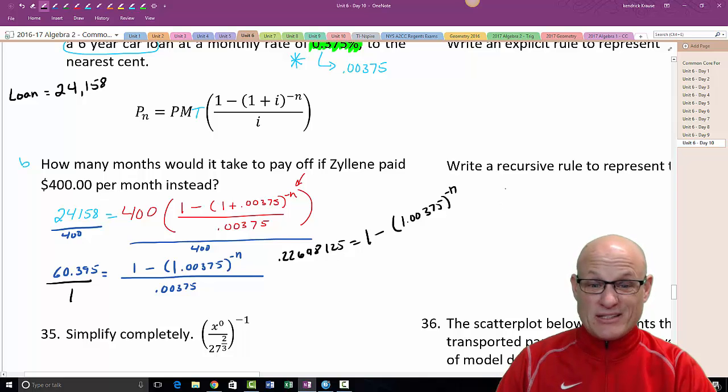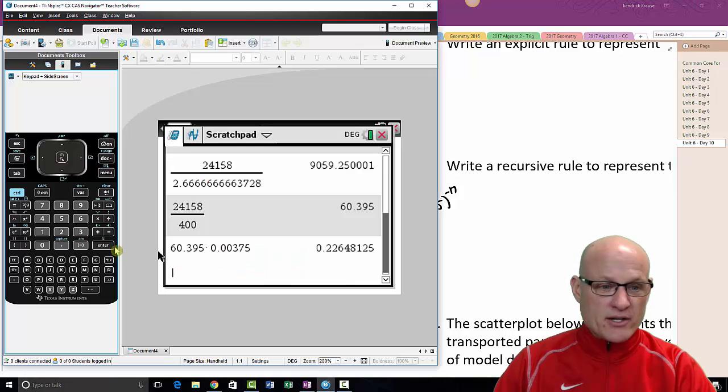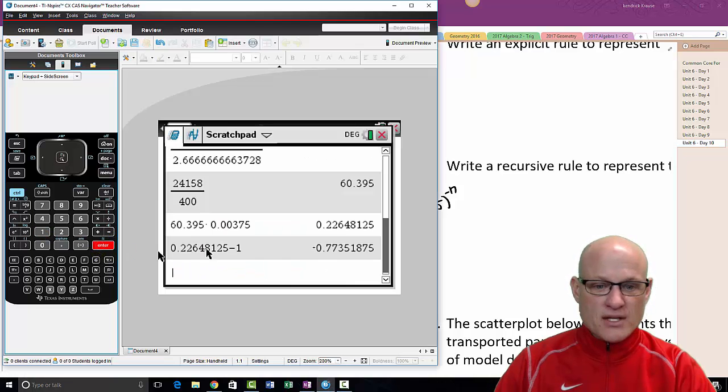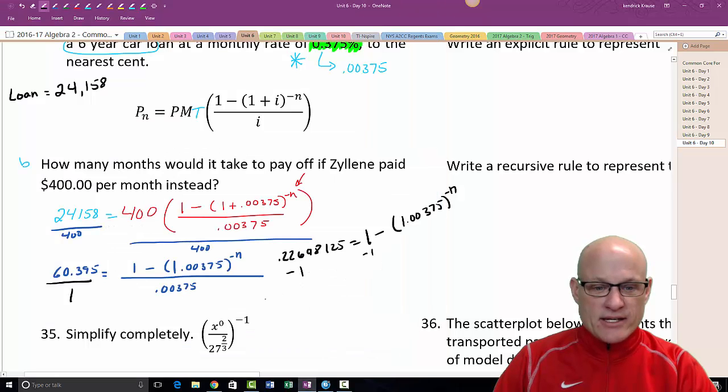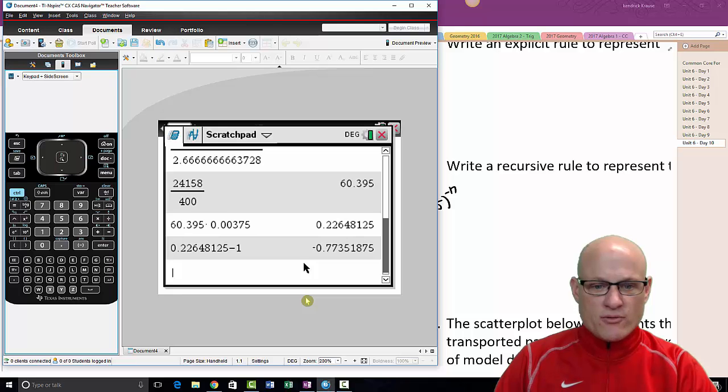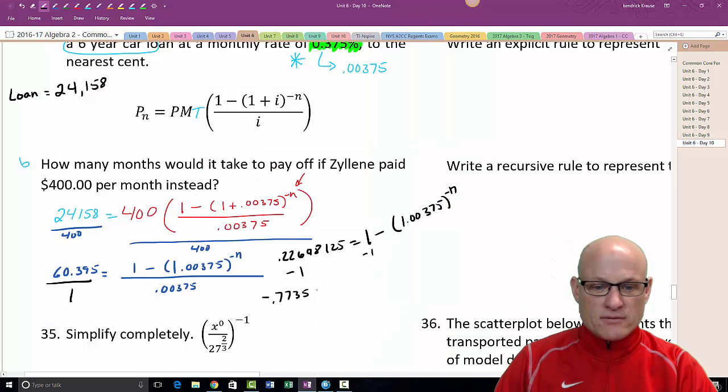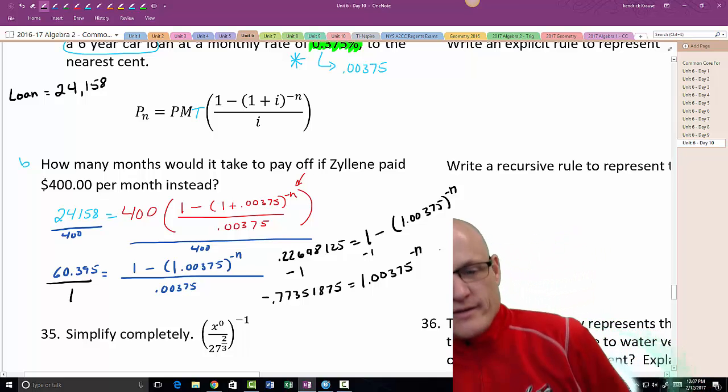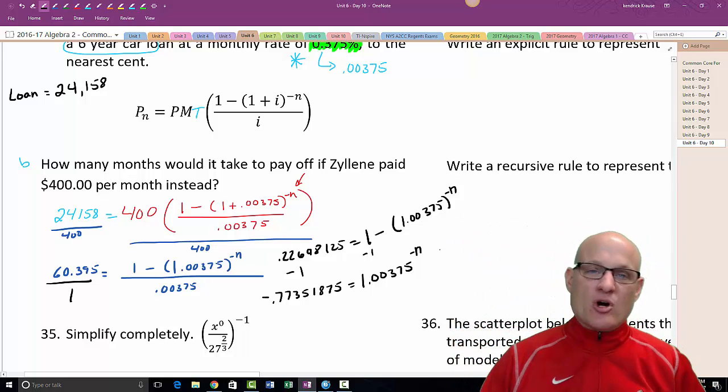I'm almost done, believe it or not. Let me subtract 1. So now I've got negative 0.77351875 equals 1.00375 to the negative n. Woo! Yes! All right, kids, we're almost done.